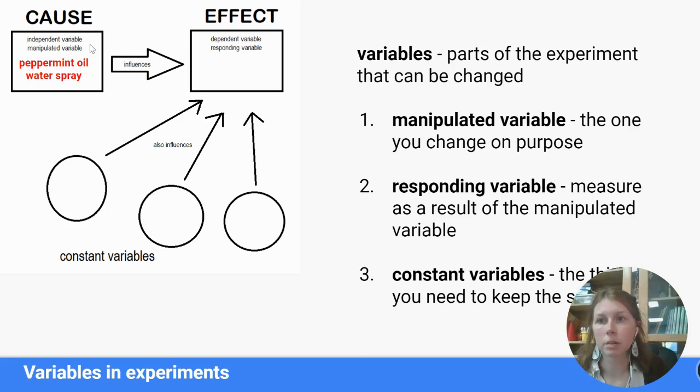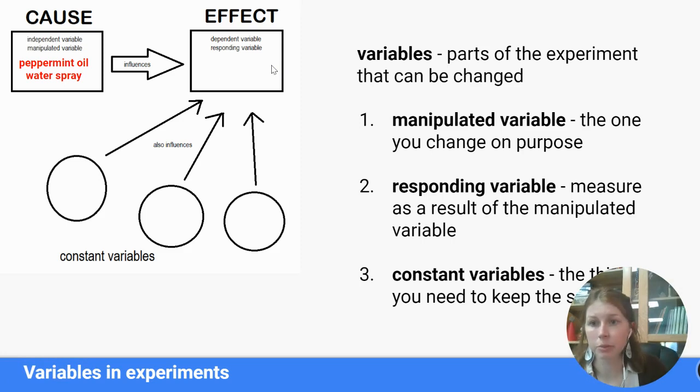So what was our independent variable? It's also known as a manipulated variable. I'm sorry, but you'll see it interchangeably. Manipulated variable, independent variable. Our example here is the peppermint oil water spray. So that's the cause. That's what we're going to change. We want to know, how does that affect the number of squash bugs? But there's other things that are influencing our number of squash bugs.